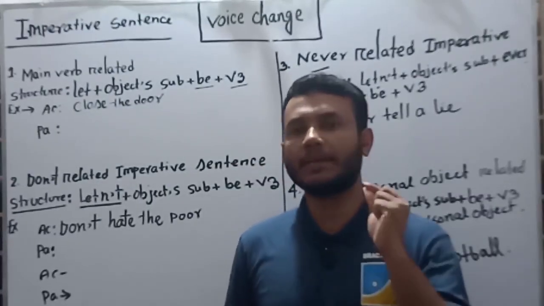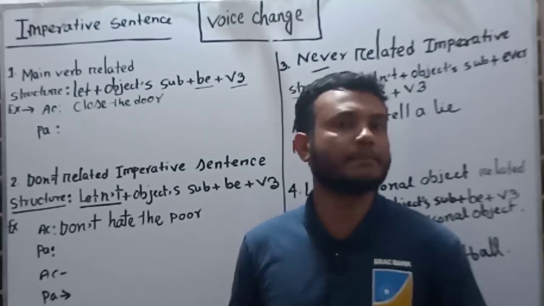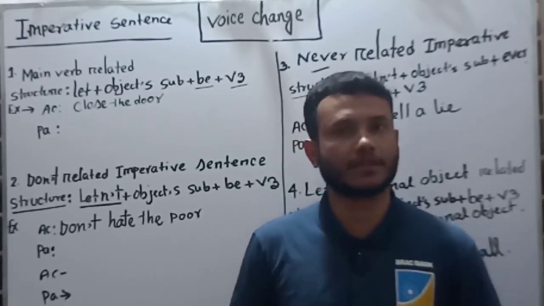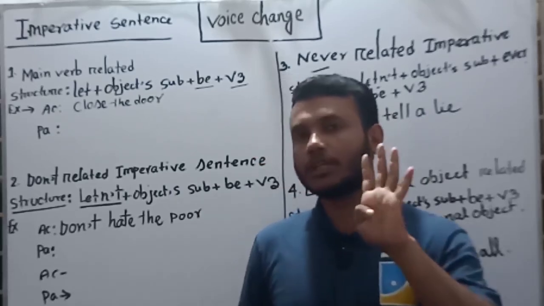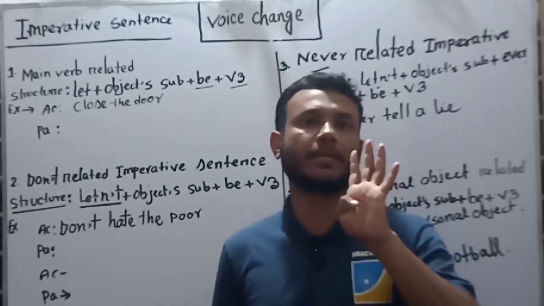Today I am going to do a very crucial topic for you. It is making passive sentence from imperative active sentence. Look at the whiteboard. I have written down 4 rules for you. If you follow these rules, you will be able to do any kind of imperative passive sentence.